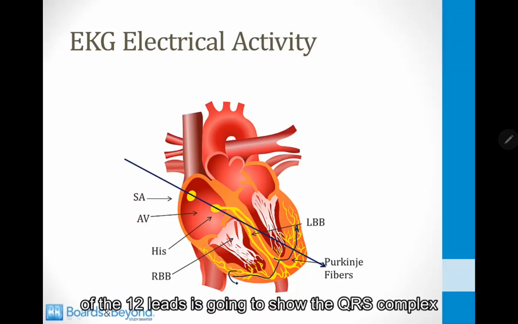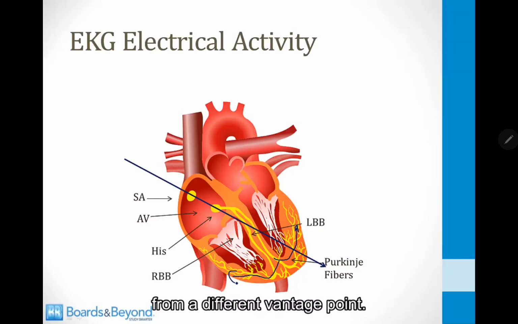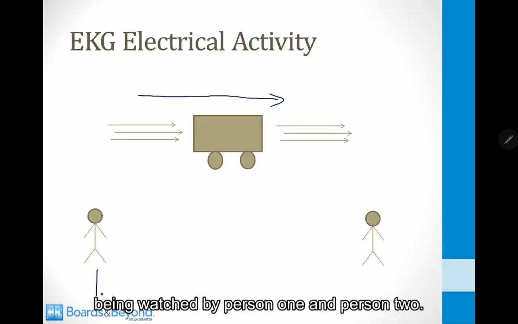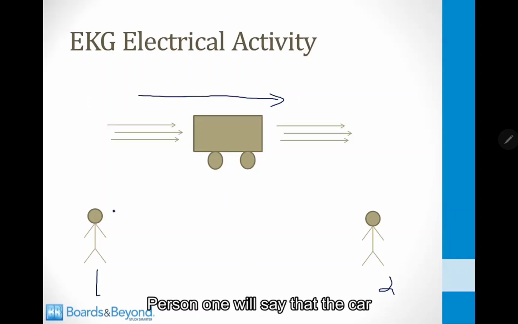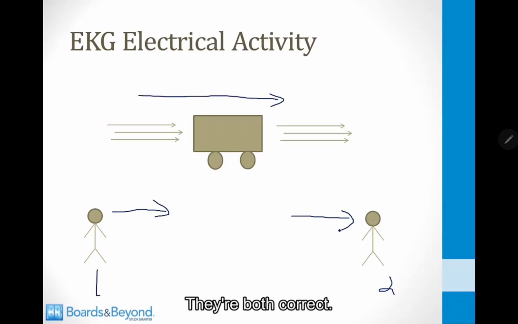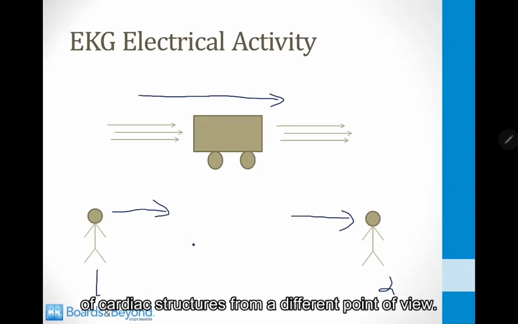And therefore, each of the 12 leads is going to show the QRS complex, which represents ventricular depolarization, as a different shape because it's looking at the same summation vector of forces from a different vantage point. To make this easier to understand, let's imagine we have a car moving down the street being watched by person 1 and person 2. Person 1 will say that the car is moving away from them. Person 2 will say that the car is moving towards them. They're both correct. They're both watching the same phenomena. It's just that they are observing it from a different vantage point. And that's what each of the 12 leads on the EKG does. It observes electrical depolarization of cardiac structures from a different point of view.